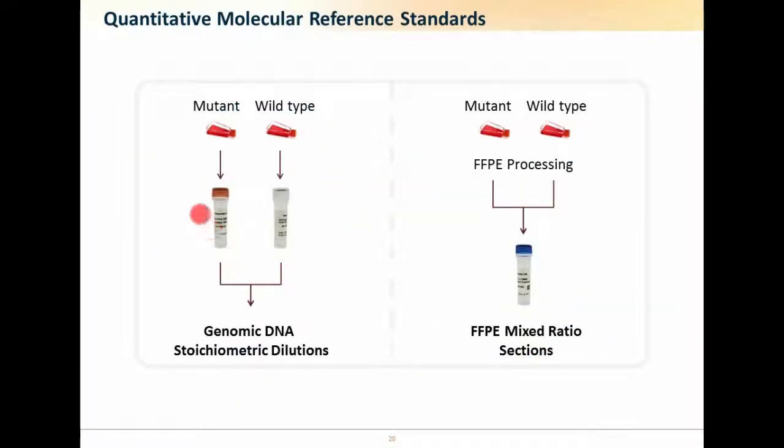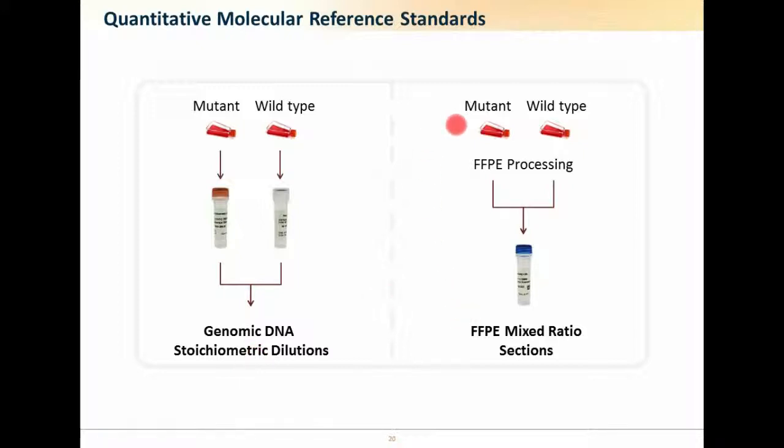This is just a simple schematic of the different ways we make the standards. For the genomic DNA reference standards, we grow up cell lines, we extract the DNA, and we either provide the DNA as 100% mutant or 100% wild type, or alternatively we can create mixtures, which we then verify using digital PCR. The mixtures range from, say, 1% to 5%, 10%, depending on the need for the testing.